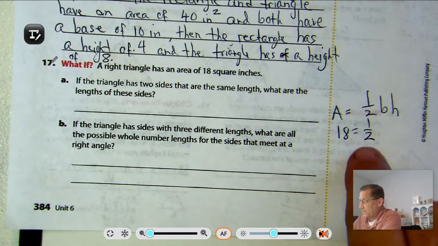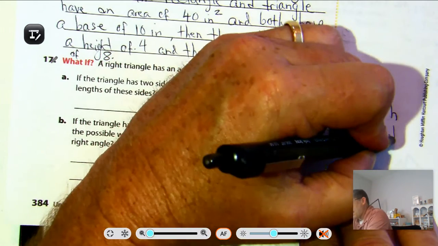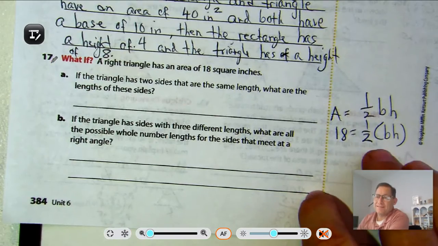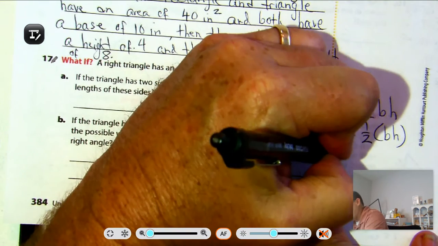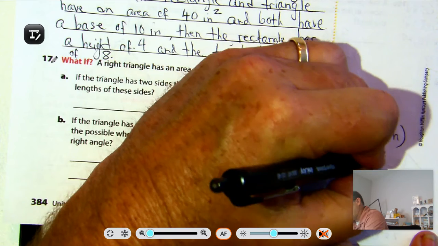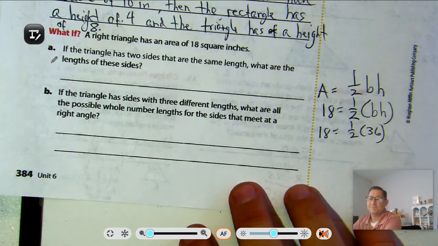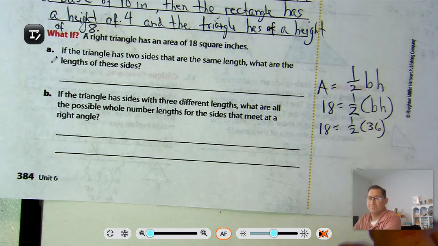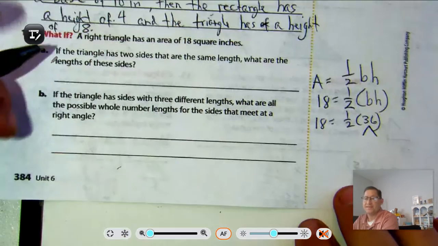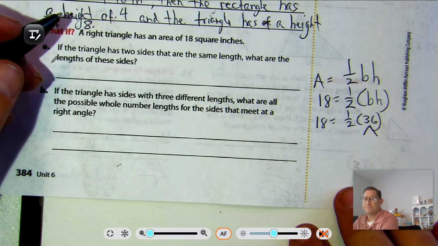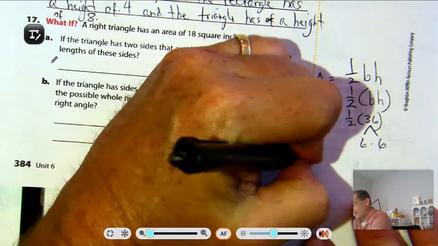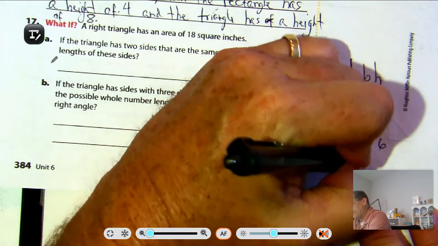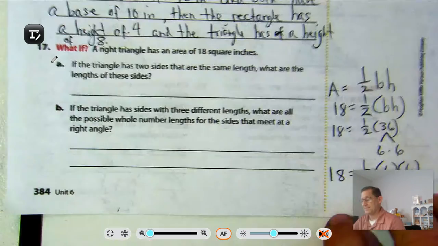So basically, half the product of what would give me 18? 36, right? So 18 equals 1/2 of 36. So which two numbers multiplied together give me 36? 6 and 6. So our formula has to be 18 equals 1/2 times 6 times 6.